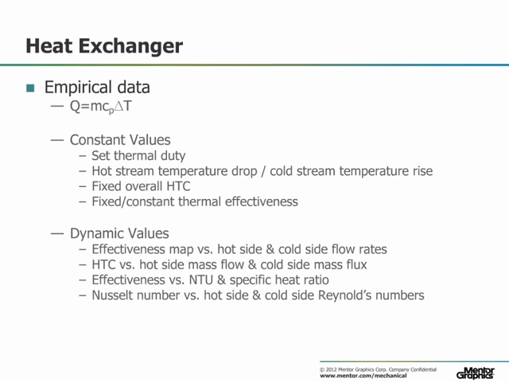Alternatively, to characterize a heat exchanger more dynamically, performance data can be added in the form of effectiveness as a function of both hot and cold side mass flow rate, or volumetric flow rate, heat transfer coefficient versus hot side mass flow rate and the cold side mass flux, effectiveness as a function of the number of transfer units and the specific heat ratio between the hot and cold side, or as Nusselt number versus hot side and cold side Reynolds number.